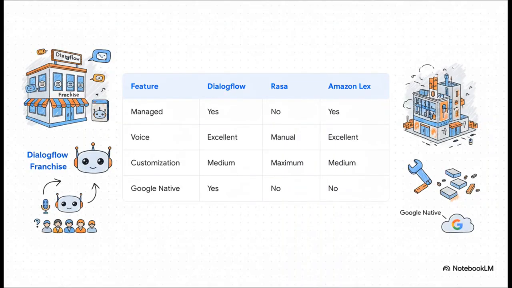This table really just lays it all out, doesn't it? You can see Dialogflow's sweet spot clear as day. It's managed, it's fantastic with voice, and it's native to the Google ecosystem. Rasa, on the flip side, gives you that maximum customization, but it's all on you to manage it. And Amazon Lex? Well, it's basically the AWS version of the same idea.